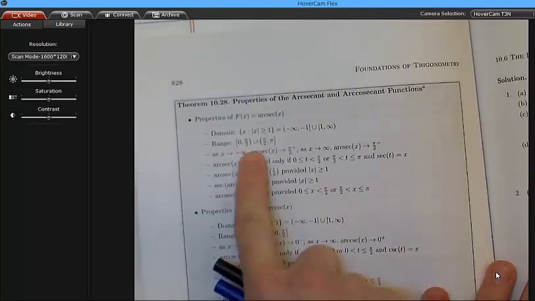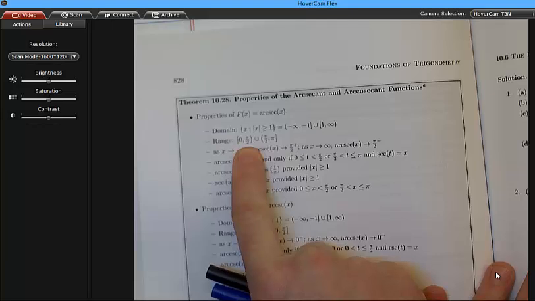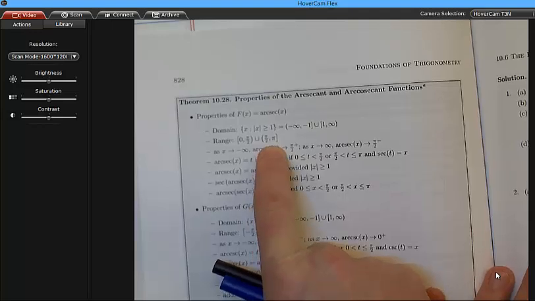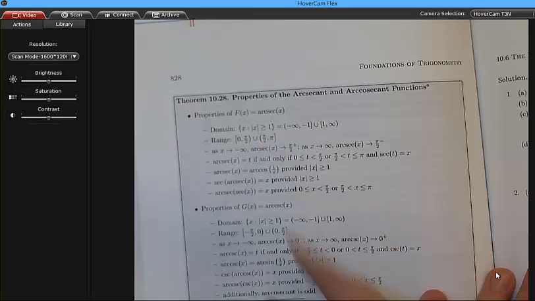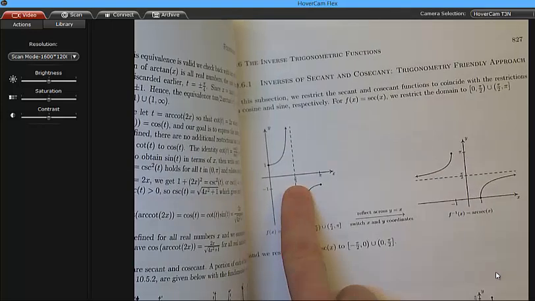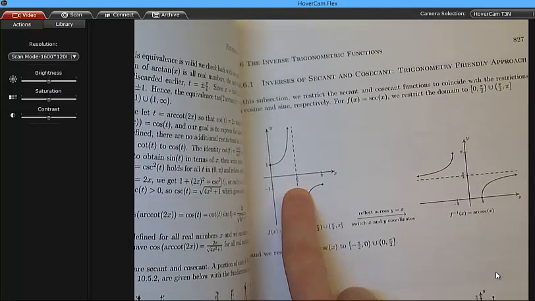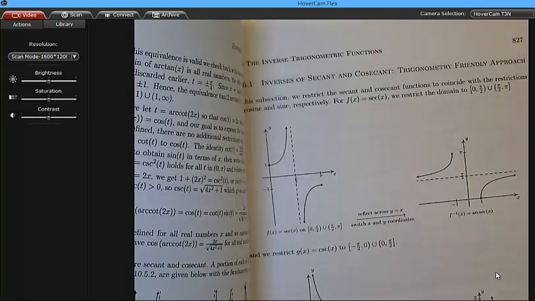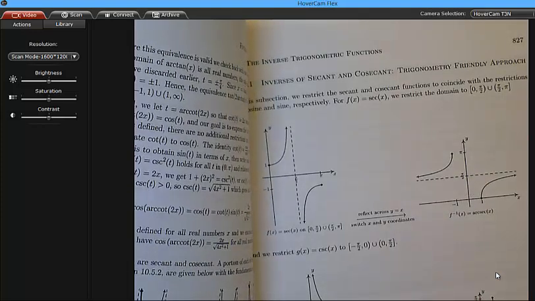So the range, it says, is from 0 to pi over 2, union pi over 2 to pi. Why didn't they just say 0 to pi? Because it can't be pi over 2. Can't be pi over 2, right? The picture of arc secant, see, there's an asymptote. When you have the secant function, there's an asymptote at pi over 2, so that's why it can't be. Does this make sense?